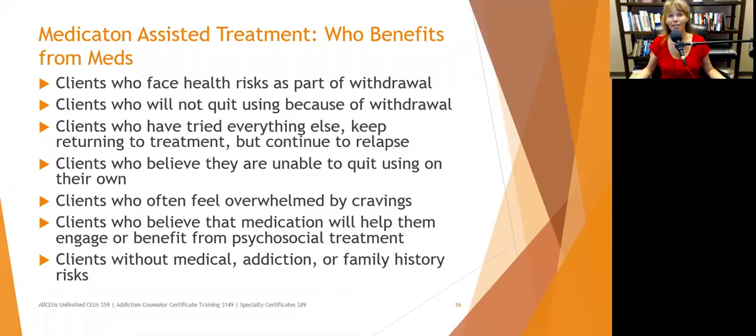So clients may benefit from either drugs that will prevent them from getting the benefit from the drugs, like Antabuse or naloxone, or looking at something that may help address their mental health issues, which are a trigger for their use, such as depression or anxiety. Clients who believe they're unable to quit using on their own may benefit from medication, and this is one of the reasons that nicotine replacement drugs are so effective.